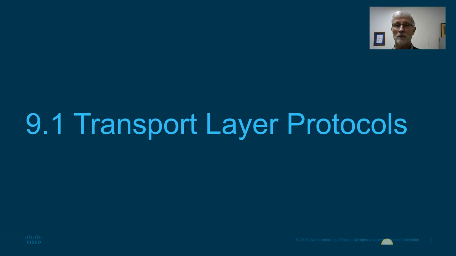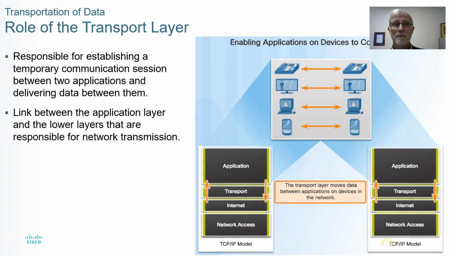So let's talk about the overarching description of transport layer protocols. Now, what is the role of the transport layer? It's responsible for establishing temporary communication between applications and then making sure the data gets there. It's kind of the last link between the application itself and the network below it. So it's kind of like, I'm not in the hardware, I'm not in any addressing, but I am going to be concerned about which application I am talking to.